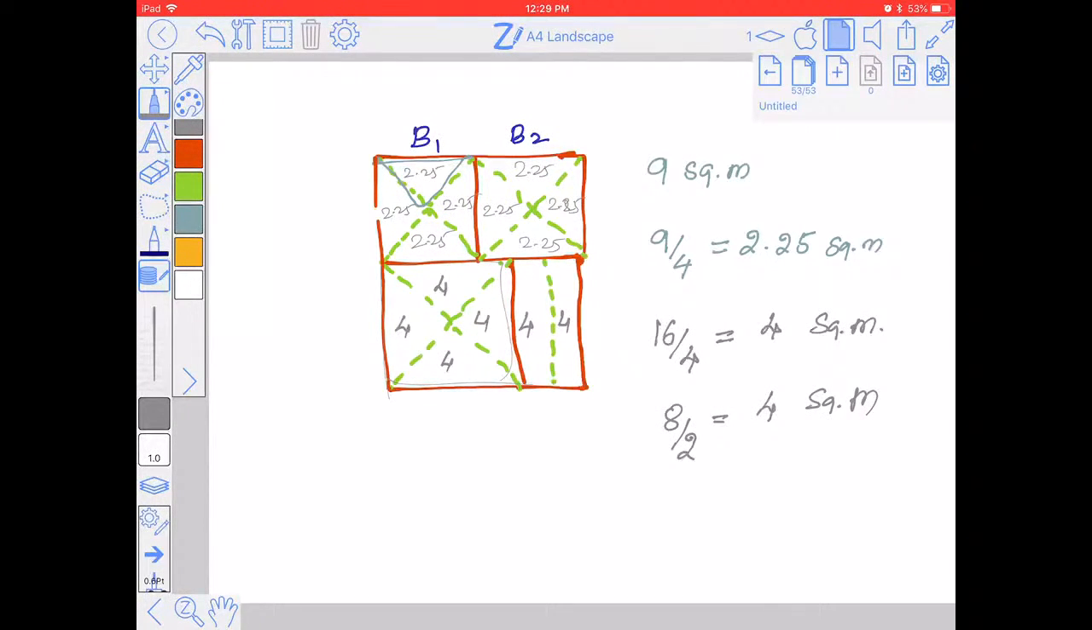Is it clear how to find out the area of these triangles? Later we will find out how exactly the distribution is going to happen. I think 9 by 4 is 2.25. Okay, Akhilesh, it will be 2.25. Is it clear how exactly the distribution happens? First we need to write the areas of these triangles. Is it clear?